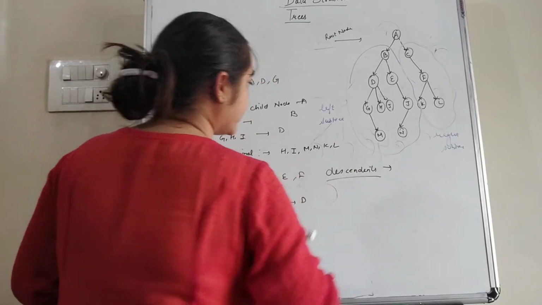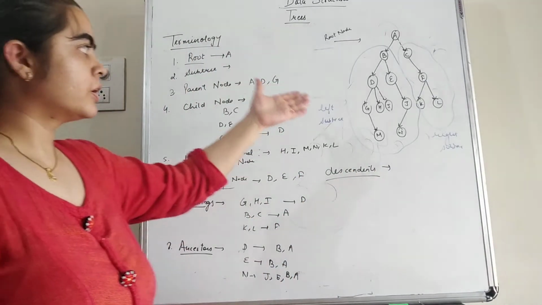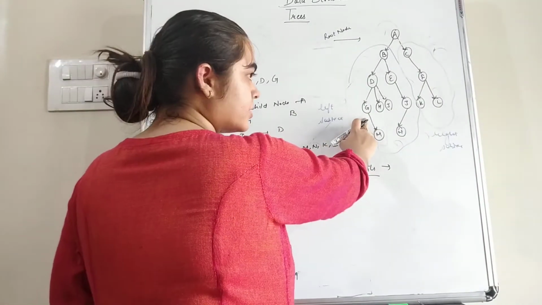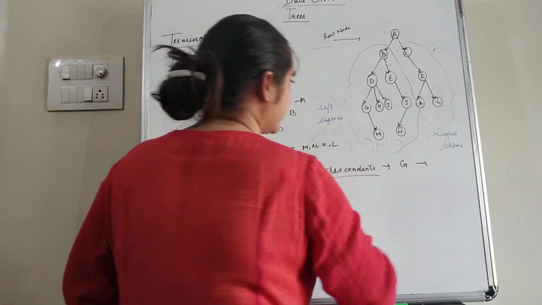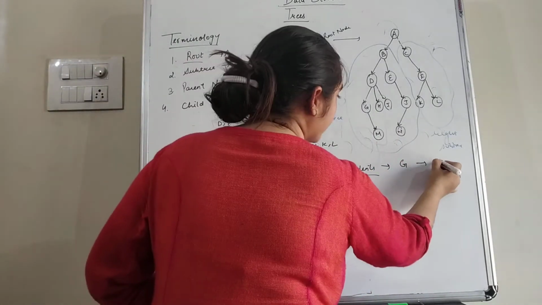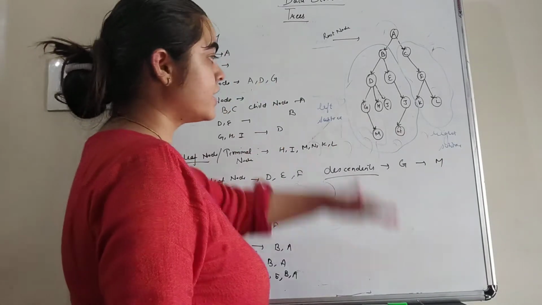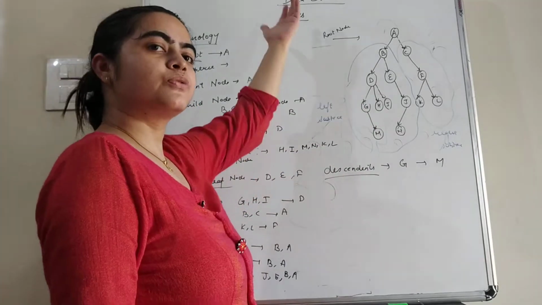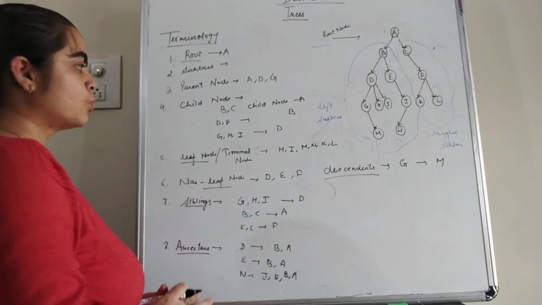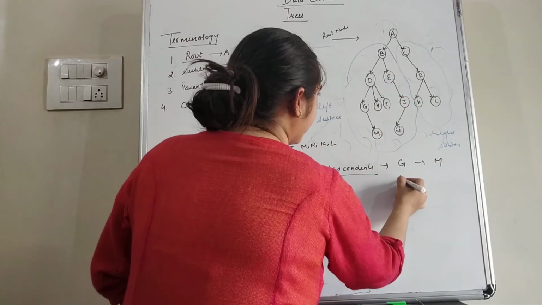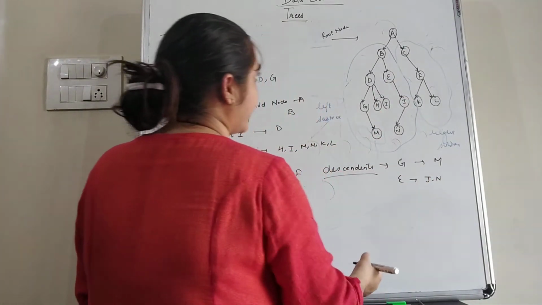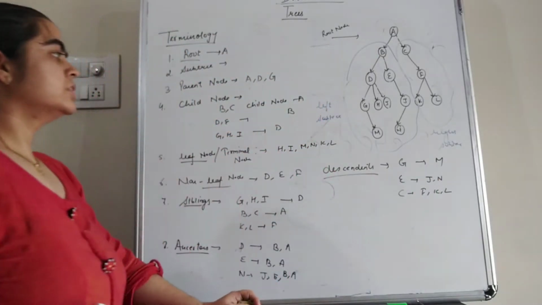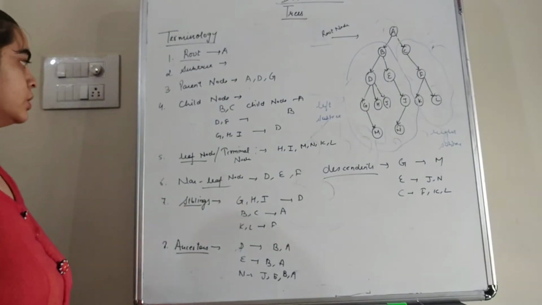So descendant contains all the nodes starting from the particular node to the end of the tree. For example, if we want to check the descendants of G, then for G the descendant is only M. So that means descendant is always after the particular node and ancestor is always before the particular node, up to the root node. Next, for E, the descendants are J and N. For C, the descendants are F, K and L. So these are the descendants of this particular tree.